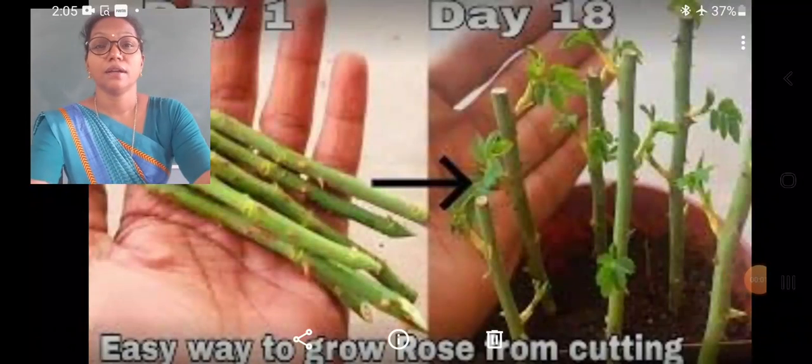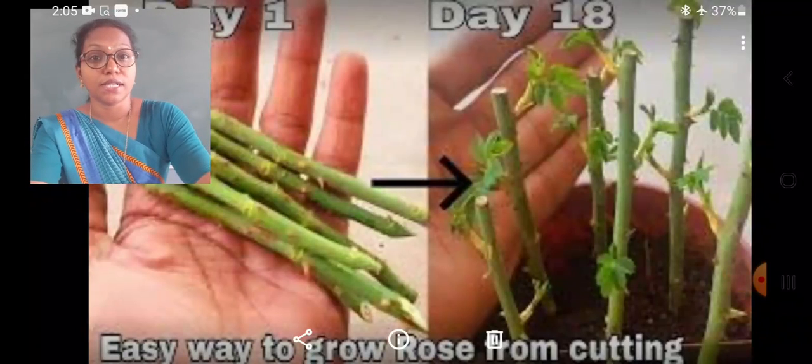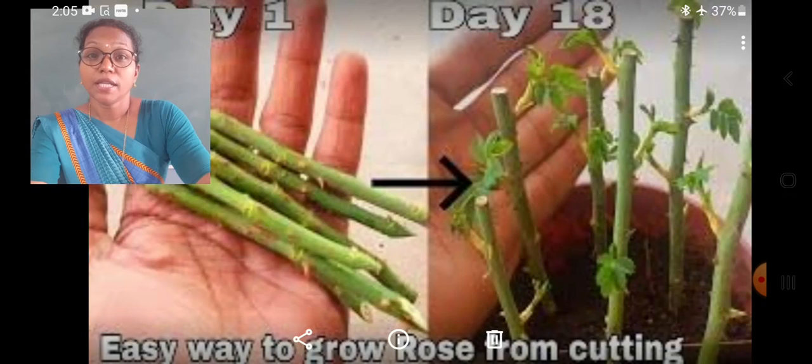Dear children, in this video we are going to learn about vegetative propagation. What is vegetative propagation? The method of producing new plants from their vegetative parts such as root, stem and leaves is called vegetative propagation.